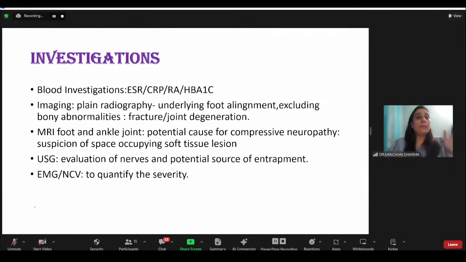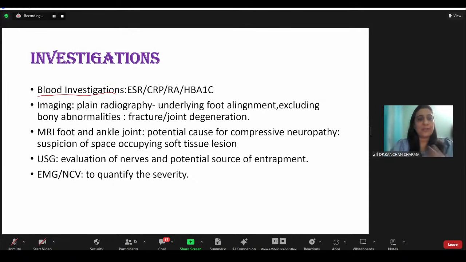Then these are all about the entrapment neuropathies, their presentations, and how exactly you are supposed to verify them with ultrasound. Though you have various other modalities also, which we will be seeing now. So the first important thing is blood investigations.